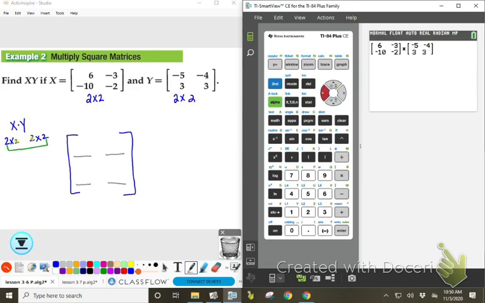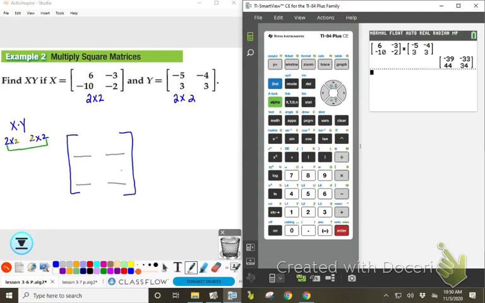I used the arrow keys, okay? And they're all being highlighted in red right now. So just use those keys there. Once you're outside the matrix, now you can hit enter because I did X times Y. And that is your answer.